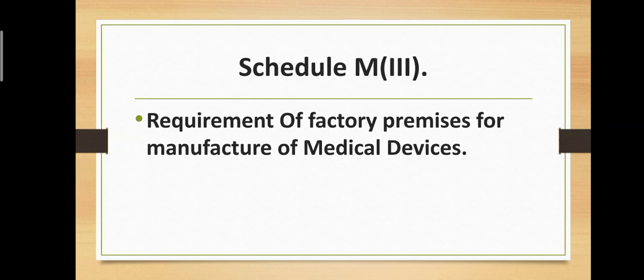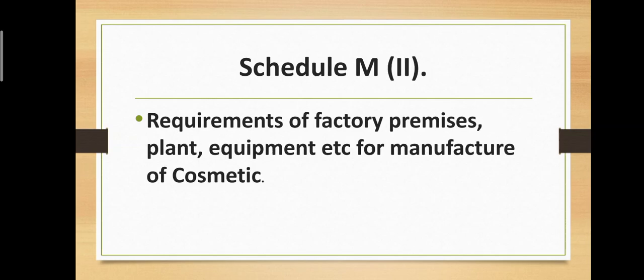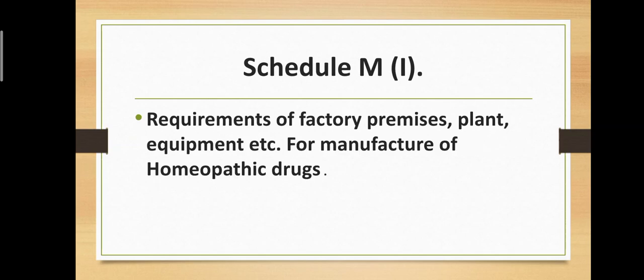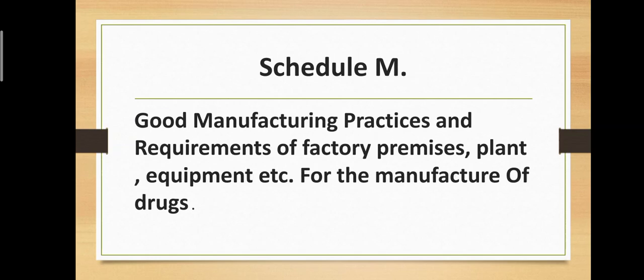Schedule M3: requirement of factory premises for manufacture of medical devices. Schedule M3 means medical devices. Schedule M2 means manufacture of cosmetics. Schedule M1 means manufacture of homeopathic drugs. And Schedule M: good manufacturing practices and requirements of factory premises, plant, equipment, etc. for the manufacture of drugs.